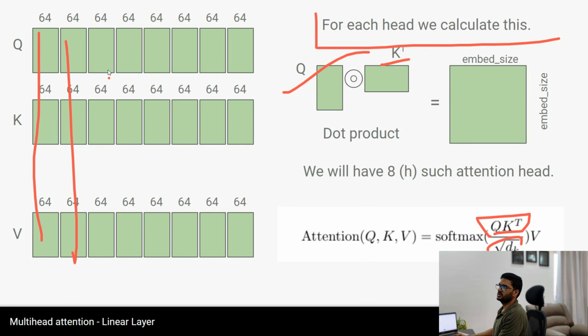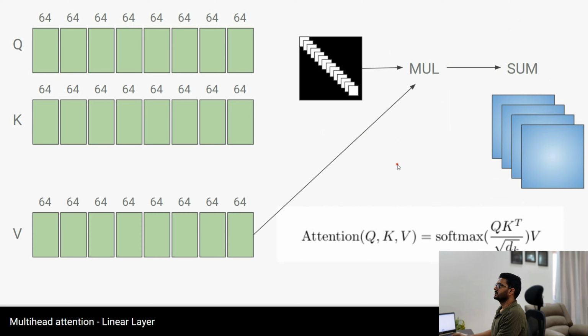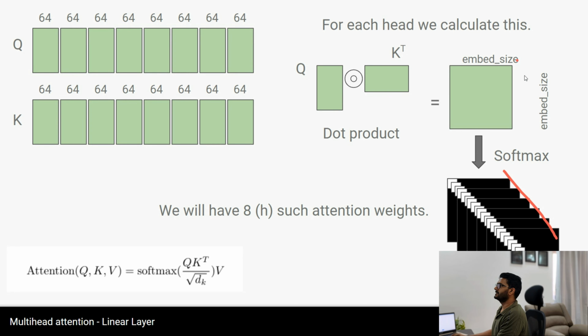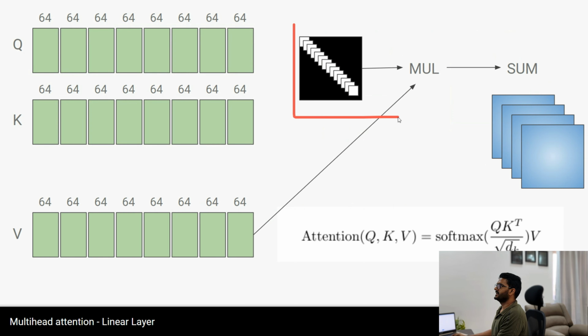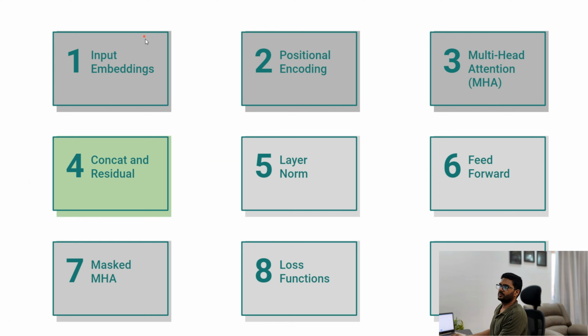1, 2, 3, we'll have 8 such dot products like this. And once we do this, we should have attentions for different words in the matrix. This is the idea, this is the core of transformer architecture. Okay, so once we have the embedding size, we have the attentions, multiply this with the value, and then we get the final value.